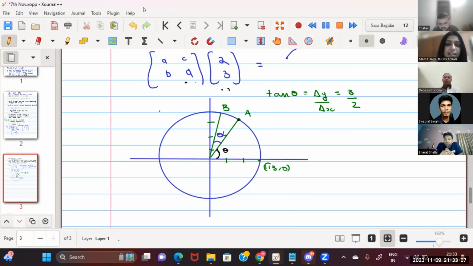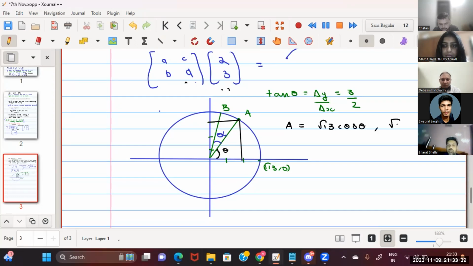express A as, because it makes angle theta with the axis. I'll just draw a perpendicular here, and the perpendicular here. It's the same as this. So we can actually write the coordinates of A as root 13 cos theta, comma root 13 sin theta. Right? I hope this was clear, because this is just cosine and this is sine.